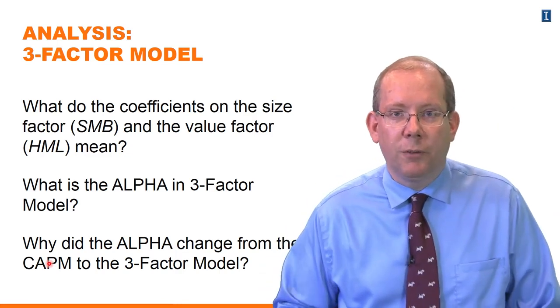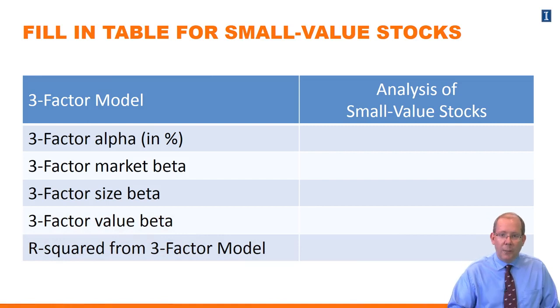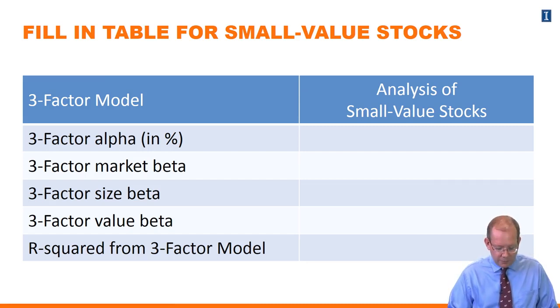All of these are questions we want to answer in this exercise. So once we estimate this three-factor model, we can fill in this table here for small value stocks. What's the three-factor alpha on the three-factor model? What are the coefficients on the various betas in the three-factor model?